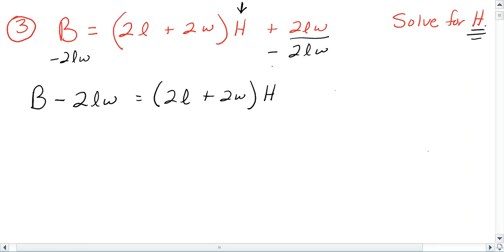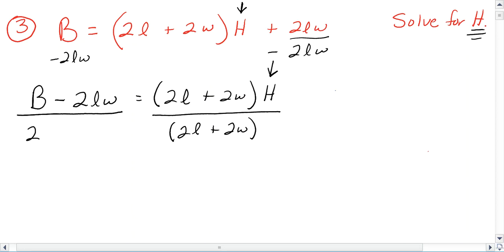And once again, we're keeping track of what we are solving for. We want to get this h alone. So if this was a number, if this whole big parentheses was a number like 7, if this was 7h, you would divide both sides by 7. So you treat this the same way and simply divide by 2l plus 2w. If you divide one side, you must divide the other.